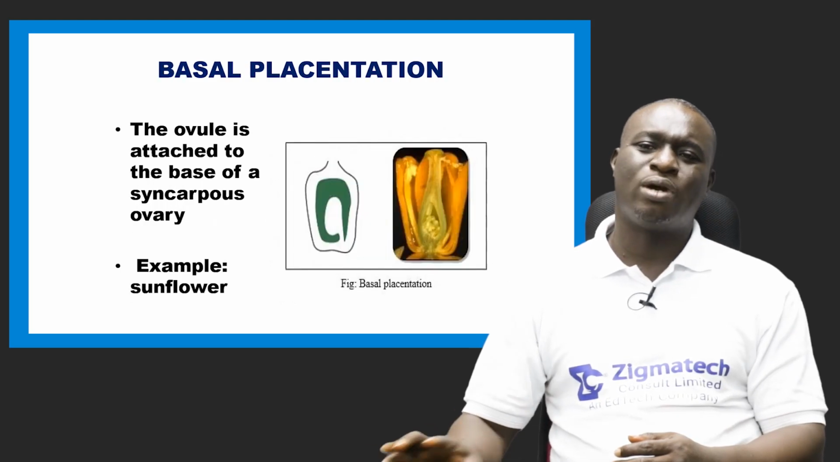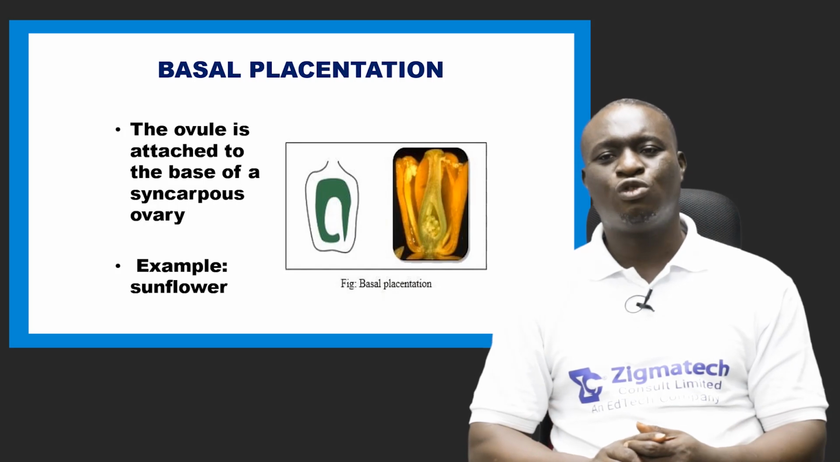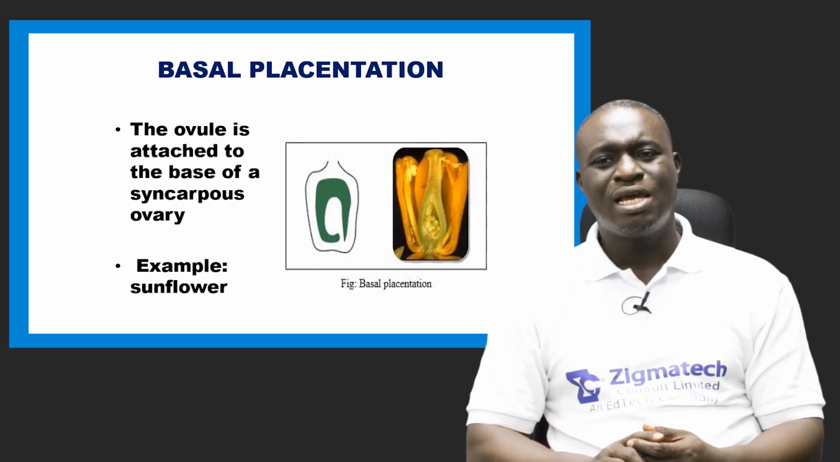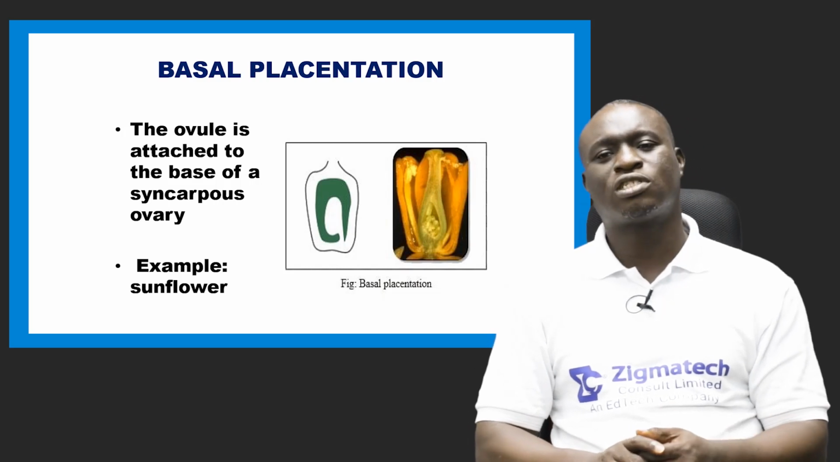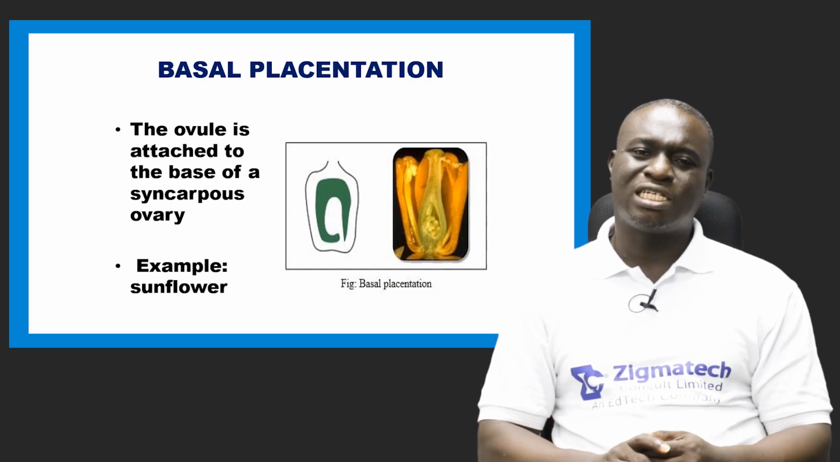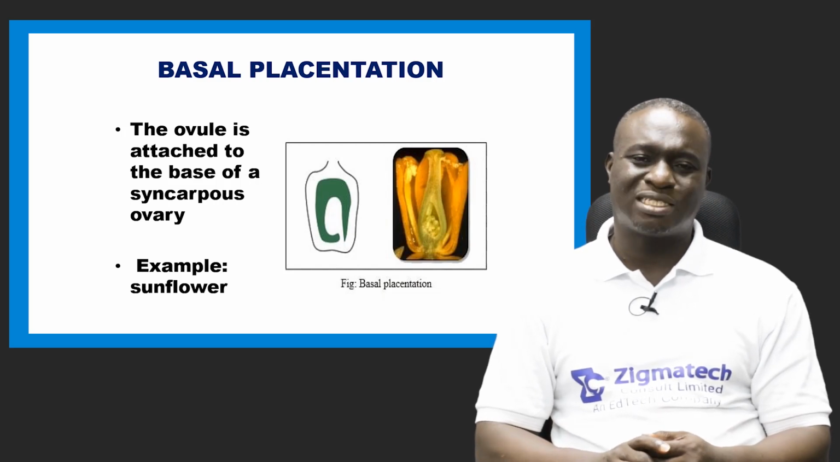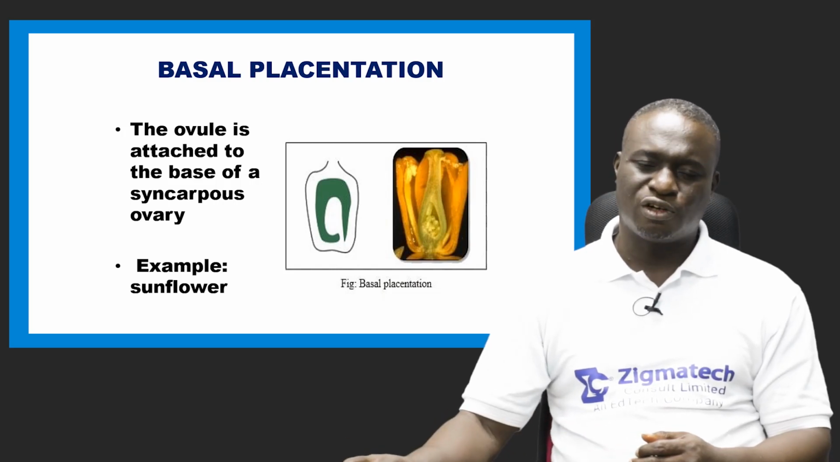And then finally, we have the basal placentation. The ovule in basal placentation is attached to the base of a syncarpous ovary. And you'll see an example of that type of placentation in sunflower.